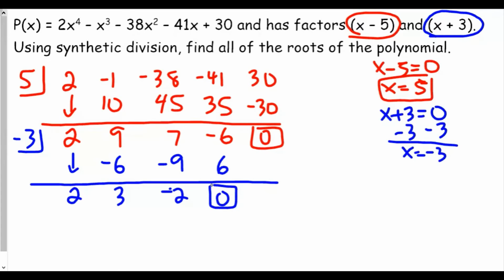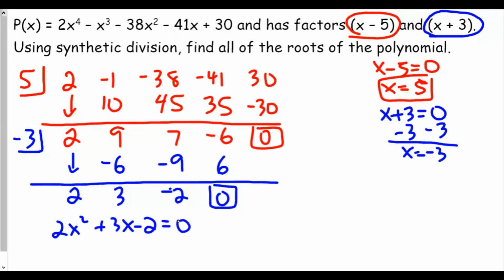So we have brought this down. We call this suppressing the degree. We've gone from x to the fourth to x to the third to x squared. So this 2, 3, and -2, we're not finished yet. Instead, we're writing this as 2x squared, because we've gone from x to the fourth, x to the third, x squared. So 2x squared plus 3x minus 2 equals 0.